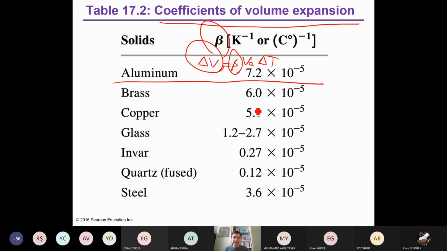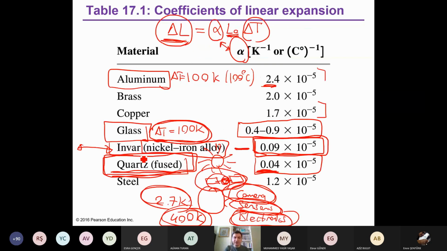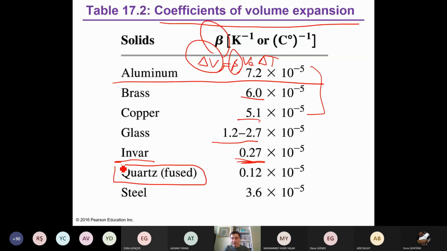So we have brass, we have copper, these are the metals. They have more or less the same volume expansion coefficient. Here we have glass, relatively low. Here we have INVAR, again, iron nickel alloy, which I have discussed here. Very important technological material. Here we have quartz, even lower, okay? And here we have steel, it is also metal, okay? So you see different coefficients of volume expansion.